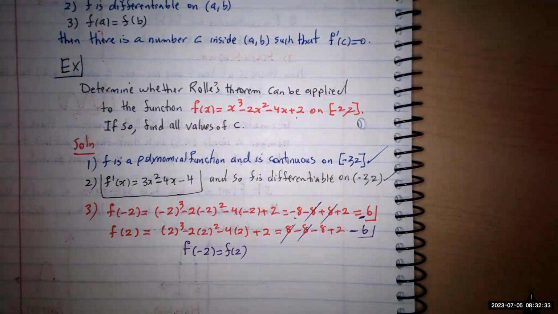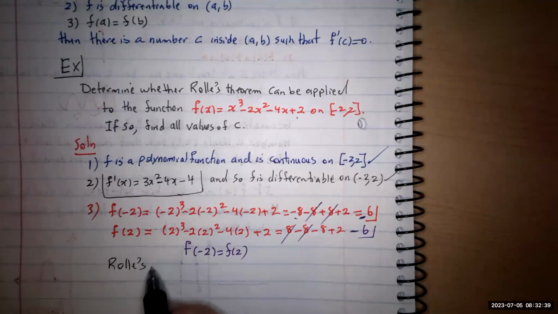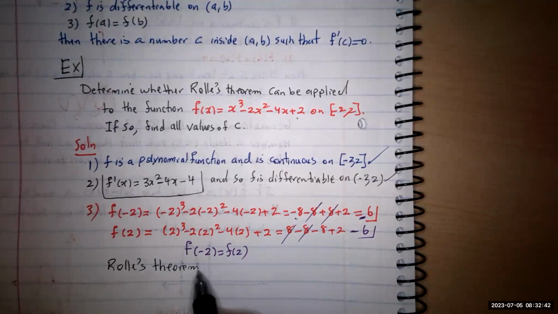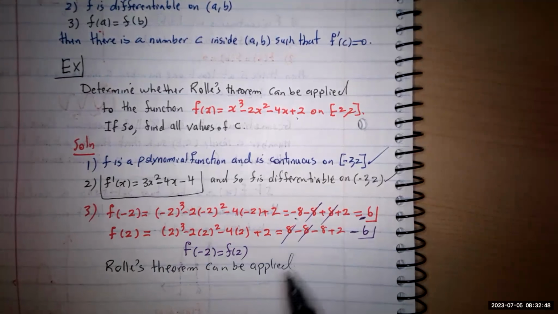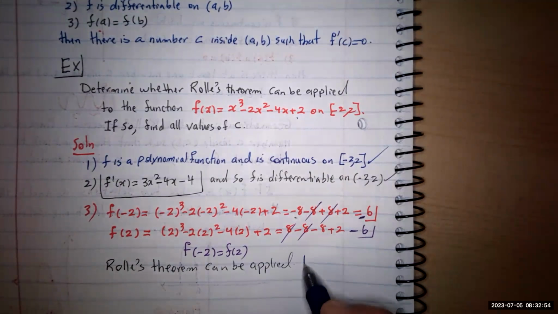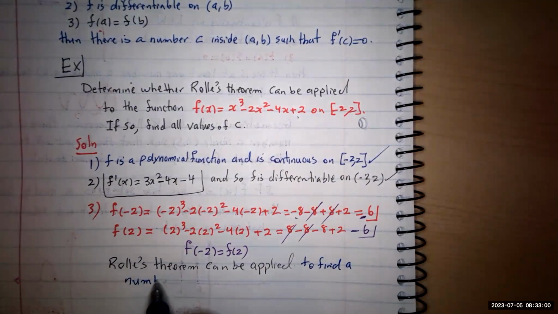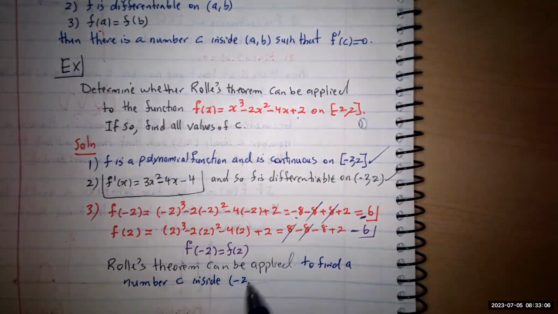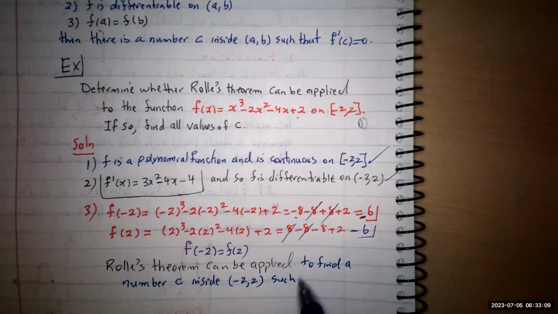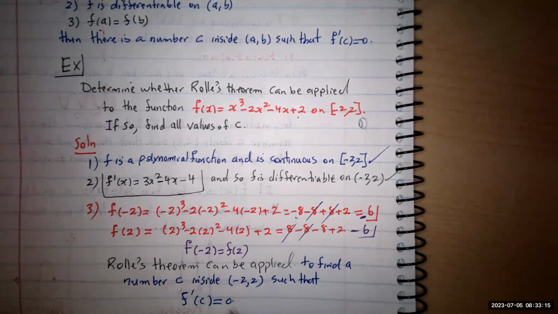So this means we can have the conclusion. The conclusion is that yes, Rolle's theorem can be applied. Now we know what that means. It means it can be applied to find a number C inside the interval -2 and 2, such that f prime of C is equal to 0. So you have to solve this equation.